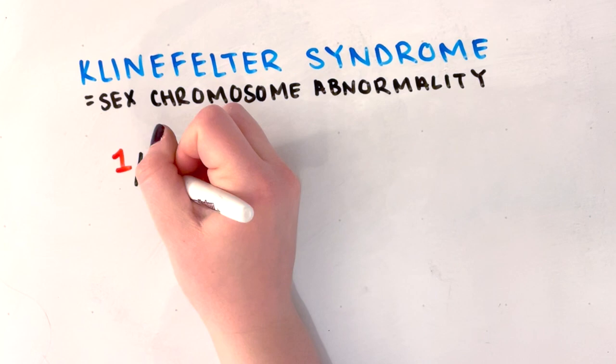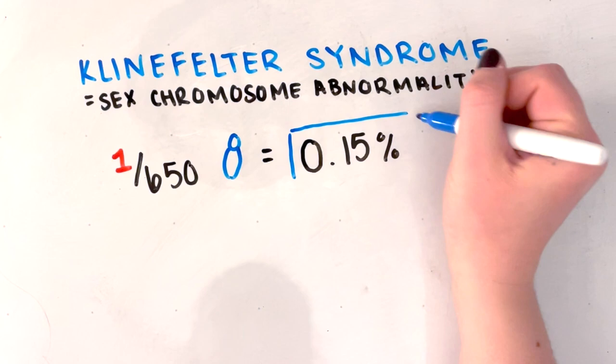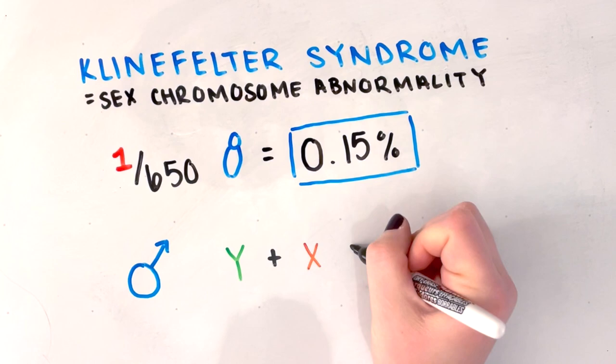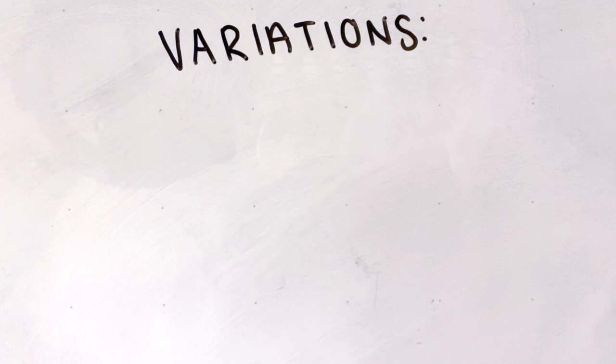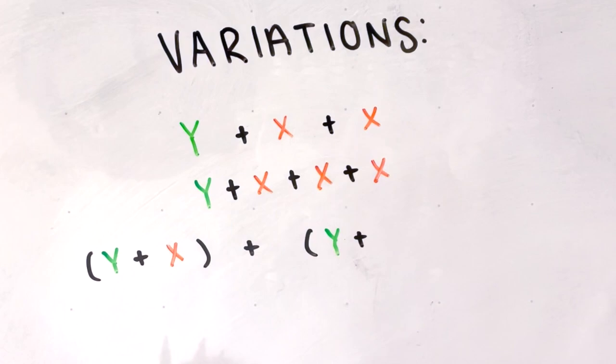Individuals with Klinefelter syndrome appear male, but rather than the standard 1 Y and 1 X chromosome, they have 1 Y chromosome but more than 1 X chromosome. Most individuals with this syndrome have 1 Y and 2 X chromosomes, but some individuals have 3 or even 4 X chromosomes. Individuals might also have a combination of some cells with a normal X and Y, and others with an abnormal number of sex chromosomes. This is called mosaicism.